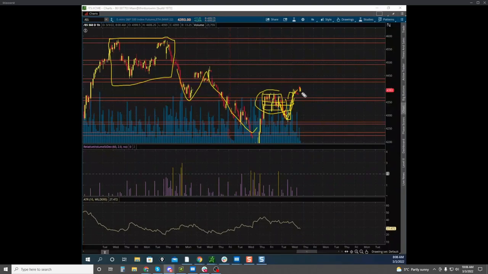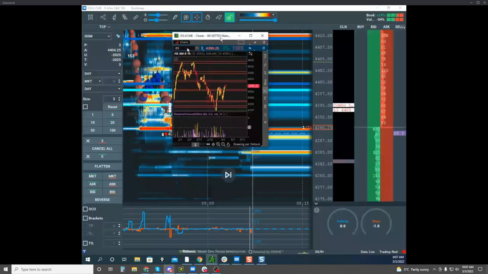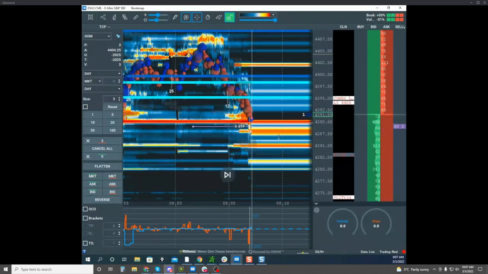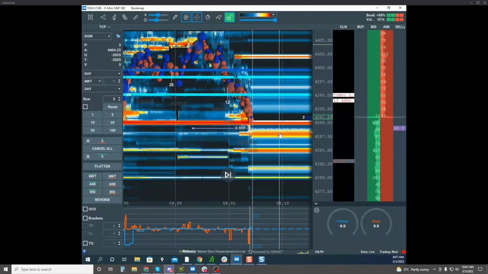With Powell testifying, this thing could pull back, but I still think we're going higher. You can also make this one bigger balance, right? And we broke out of that also. I probably should have just waited for him to speak, but that was my decision, and I'm going to take it on the chin.